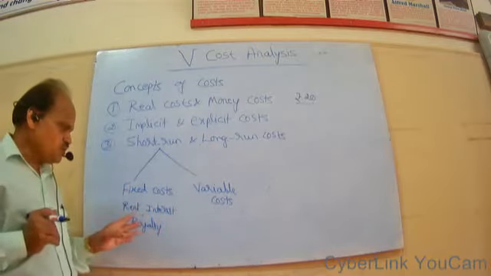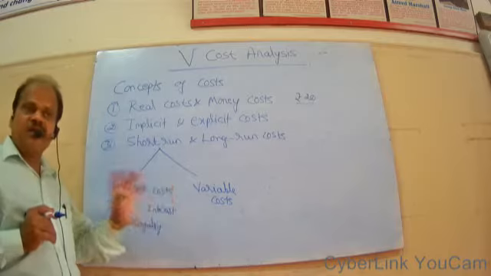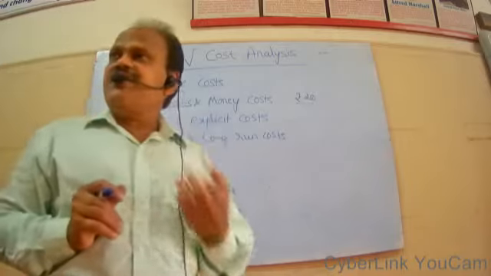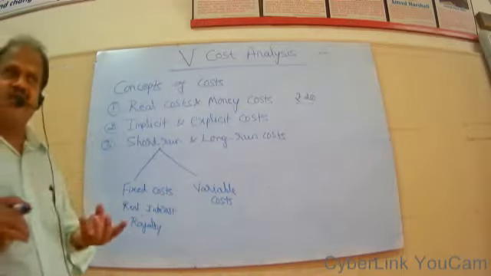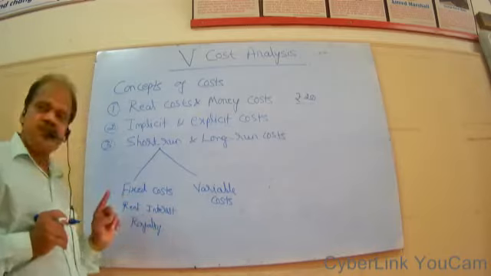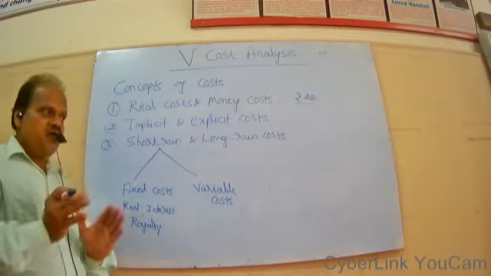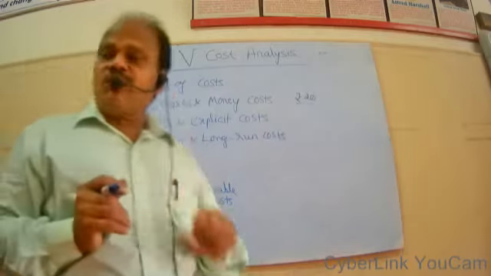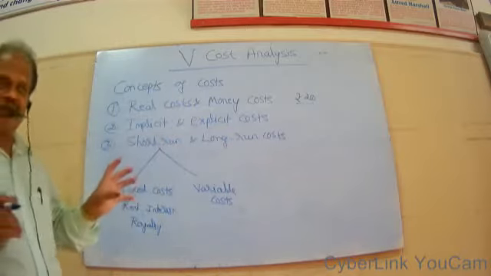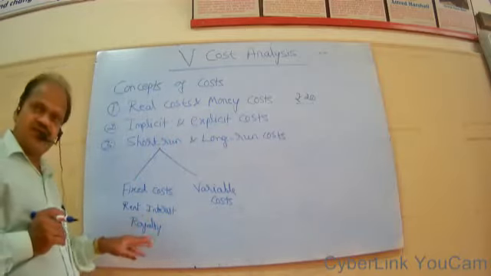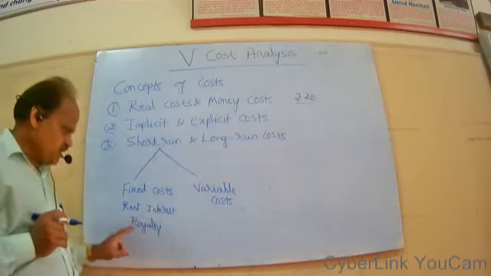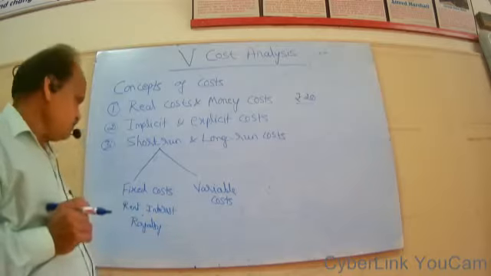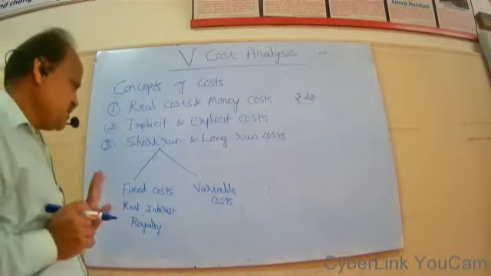Sometimes minerals may be found in private land. That person may not be interested in mining activity. Then the right of extracting minerals will be given to a mining company. Those mining companies will provide a definite annual amount to the landowner for having the right of extracting minerals, that is called royalty. It will also be a fixed amount. So these are all fixed costs: rent, interest, royalty, etc.